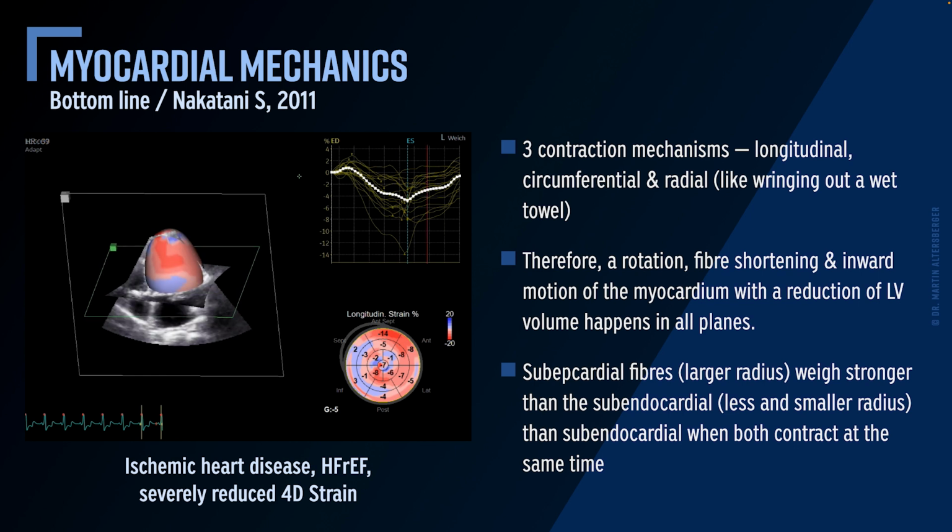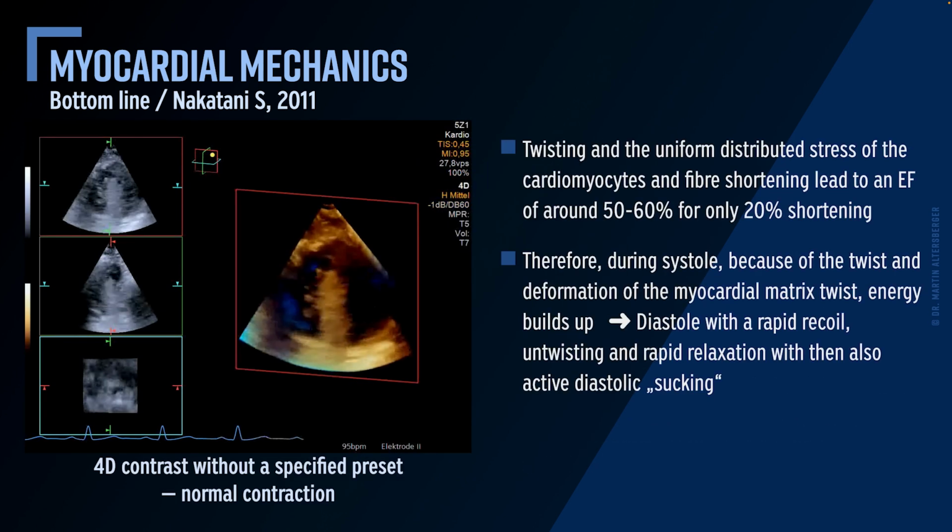Therefore, a rotation, fiber shortening, inward motion of the myocardium with a reduction of LV volumes happens in all those planes discussed. The subepicardial fibers always have the larger radius, way stronger than the subendocardial. The subendocardial fibers are smaller in radius, when both contract at the same time, of course. And the twisting and the uniformly distributed stress of the cardiomyocytes and fiber shortening lead to an ejection fraction of about 50 to 60%. So it's very effective for only those 20% of shortening we see in strain imaging.